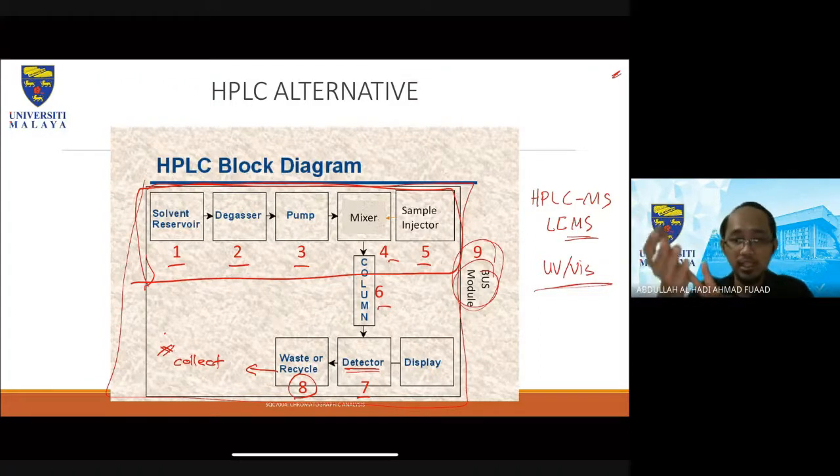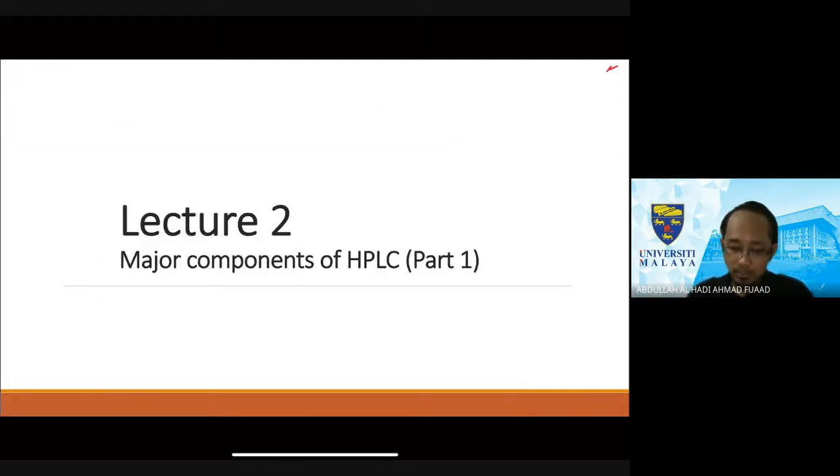As you will see next week, there are various different types of columns, and we will look at how these columns are actually produced. Okay. All right, so let's move on to the topic. Actually, 2 major components of HPLC, part 1.